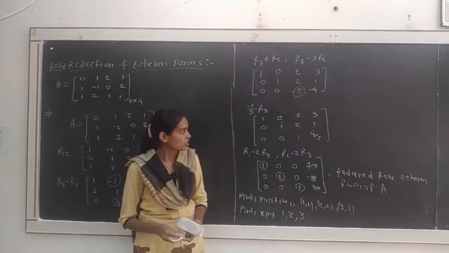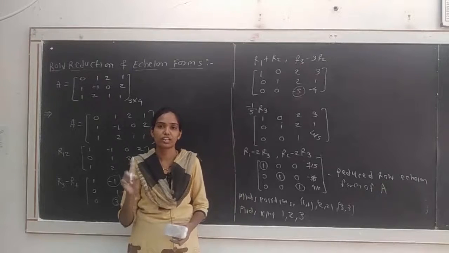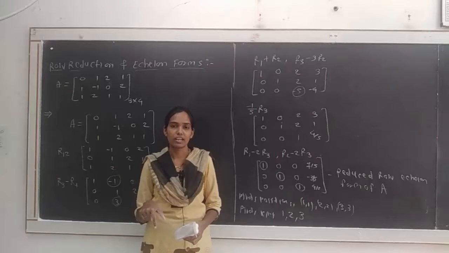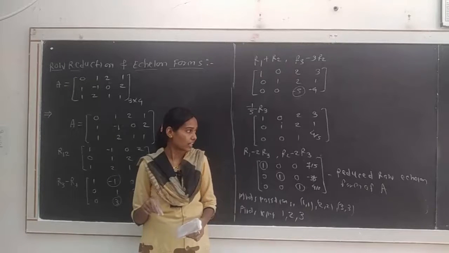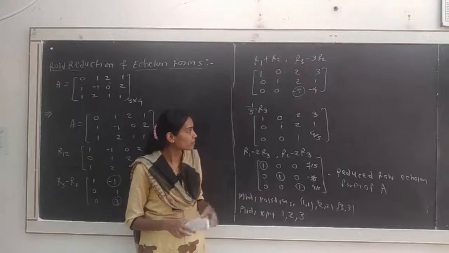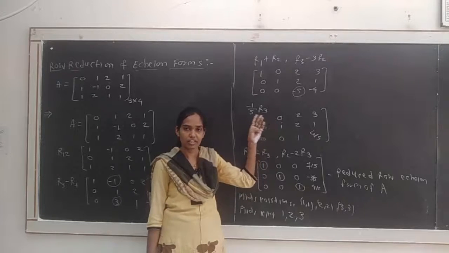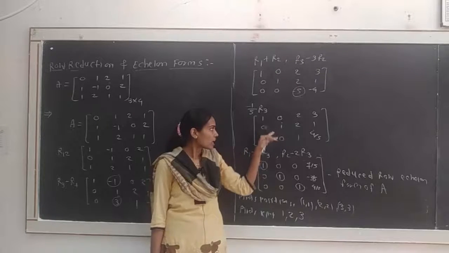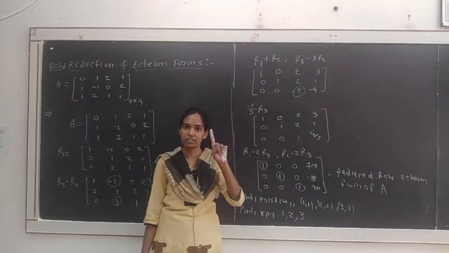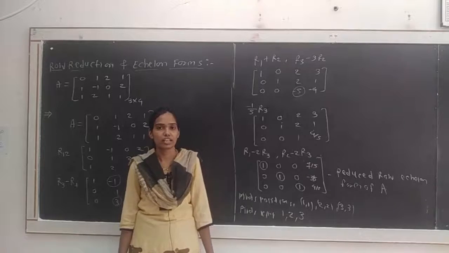Okay, so the difference between row echelon and reduced row echelon form is that in row echelon form the leading entry is only a nonzero entry, and we make the entries below it 0. But in reduced row echelon form we make both the entries below and above the leading entry 0. And always note that in reduced row echelon form the leading entry must always be 1, not just nonzero.